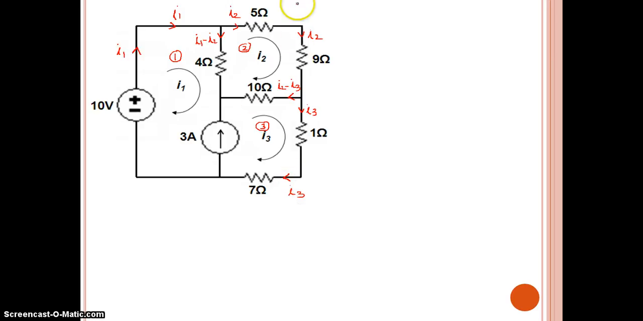Now based on that, I am going to assign the polarity for each resistor. This is plus, this is minus. This is plus, this is minus. This is plus, this is minus. Plus, minus. Plus, minus. And one more is here. This is plus, this is minus. Current entering will be positive, current leaving will be negative.